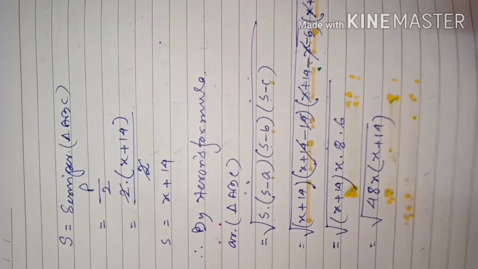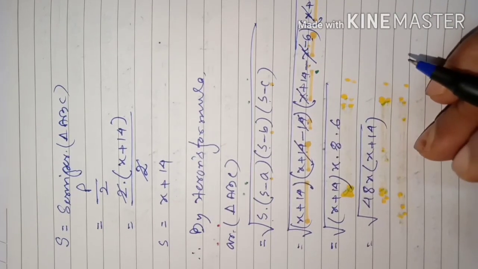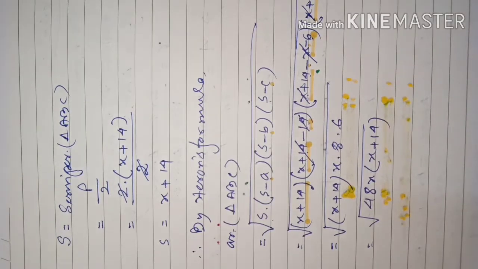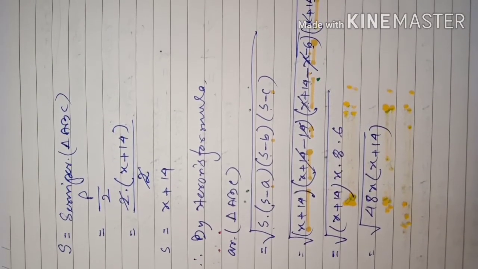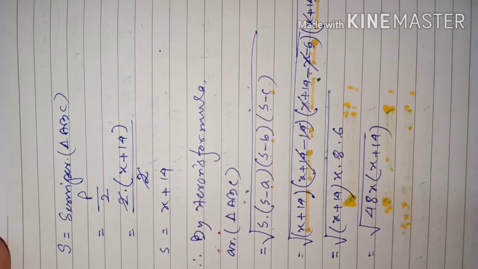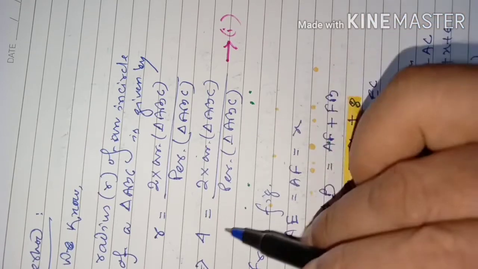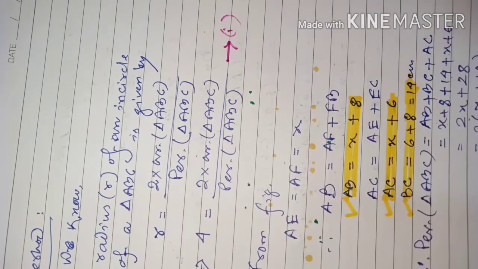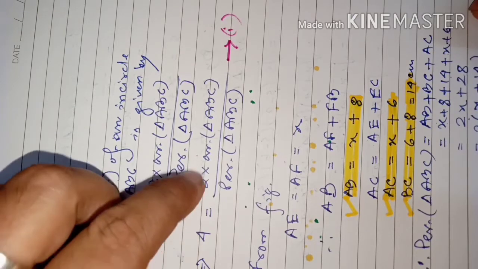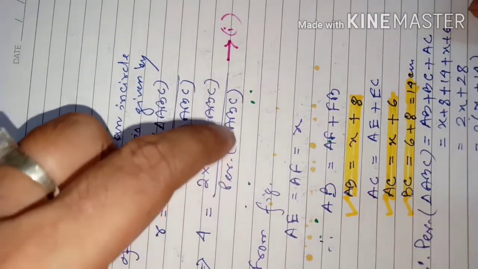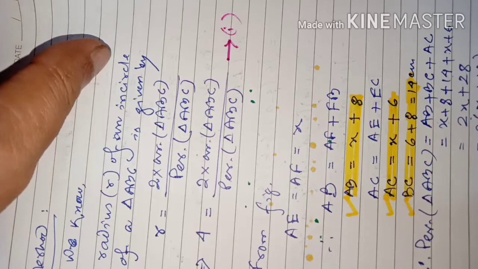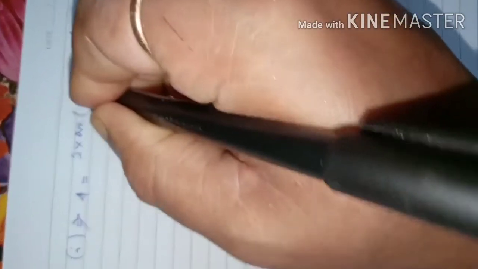Area of the triangle ABC we got, and the perimeter we already have. Let us use the formula again. So again we are writing the formula, that is equation 1. We are taking equation 1 once again. What is that? r equal to 2 times area of the triangle divided by perimeter of the triangle ABC. So equation 1 implies 4 is equal to 2 into area of triangle ABC by perimeter of triangle ABC.